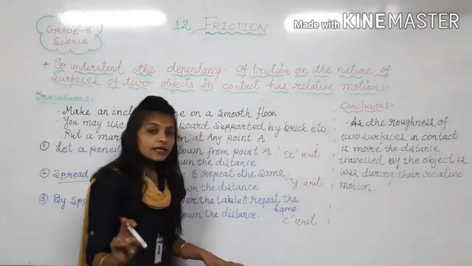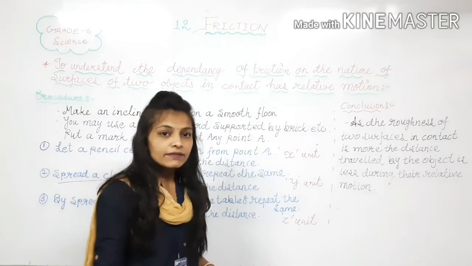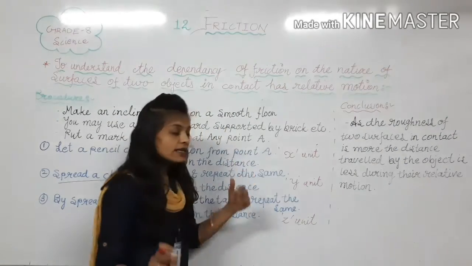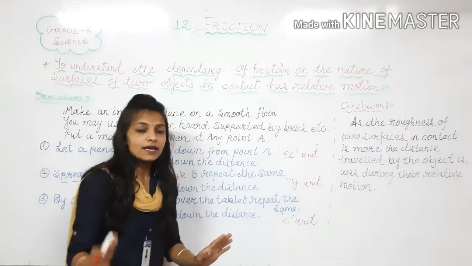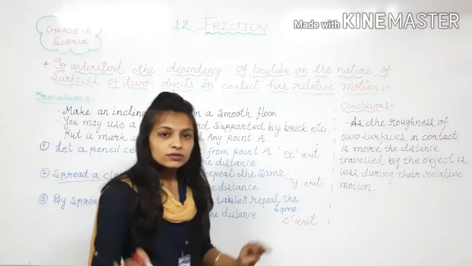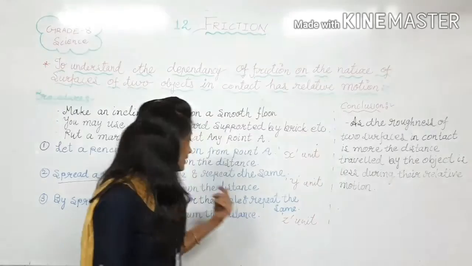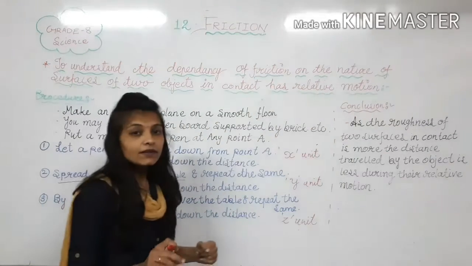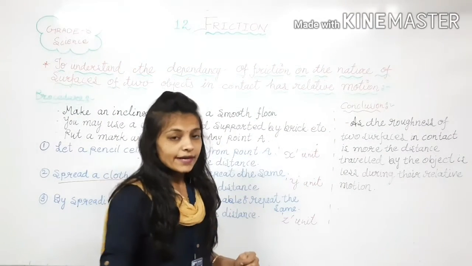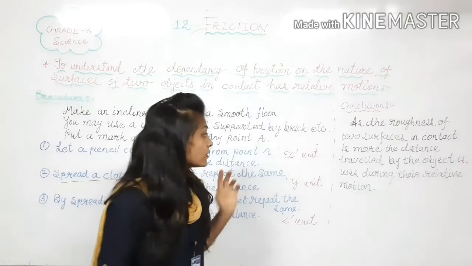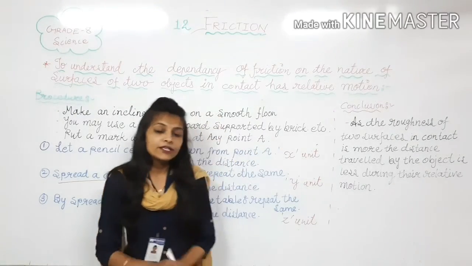So we have performed three different situations. In the first there is nothing, only a smooth surface. In the second there is one cloth, and in the third we have spread a layer of sand. Now, can you observe the three pictures?